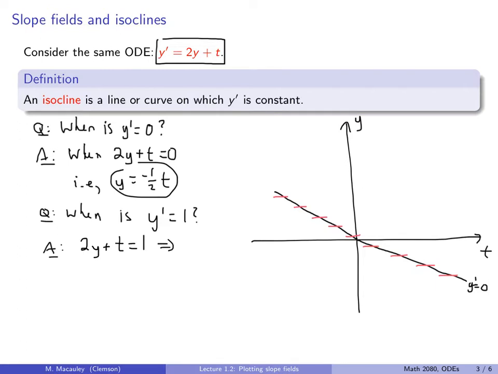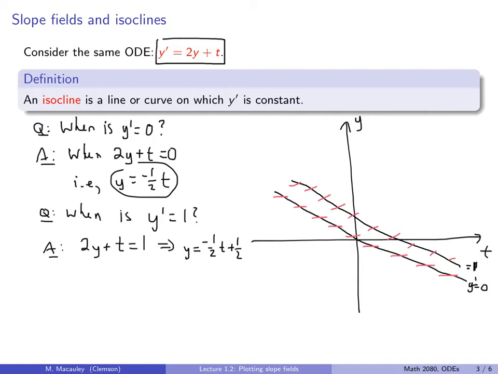And that's just y equals negative 1/2 t plus 1/2. So that's a parallel line, but it intersects at slope 1/2. So let's draw that here. So along this line, this slope is going to be 1. I'm just going to put y prime equals 1 right there.